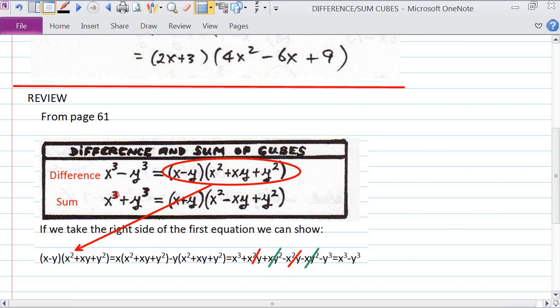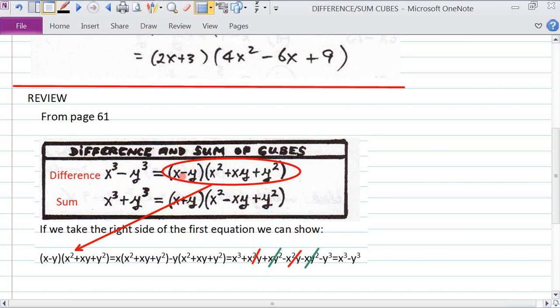Now if I want to do the same thing with x cubed plus y cubed, I get x plus y because of the plus here. First term is x squared. Now because this is a plus, this becomes a minus, and I multiply this times this and I get minus xy, plus the last term squared.